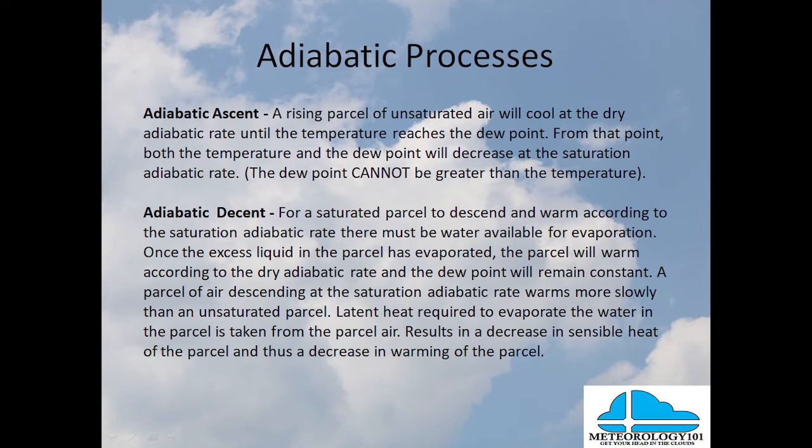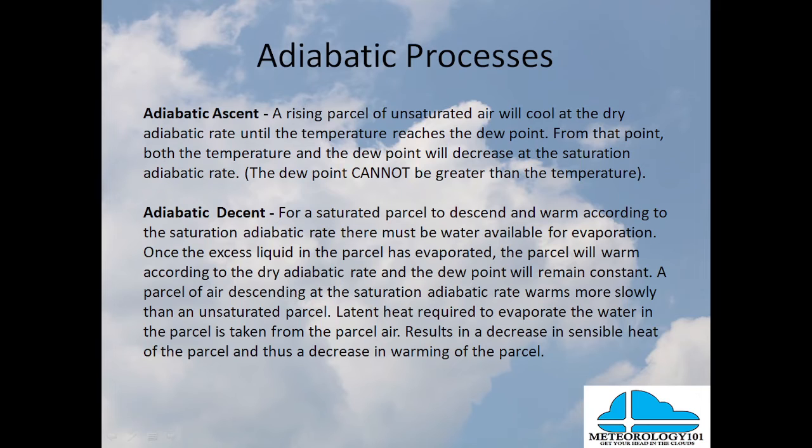Adiabatic descent. For a saturated parcel to descend and warm according to the saturation adiabatic rate, there must be water available for evaporation. Once the excess liquid in the parcel is evaporated, the parcel will warm according to the dry adiabatic rate because you're no longer saturated. So you start on the moist adiabatic descent, water evaporates, you're no longer saturated, now you go dry adiabatically, and the dew point remains constant through that process.